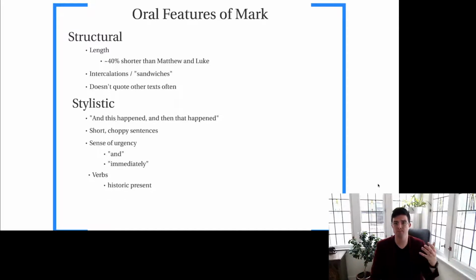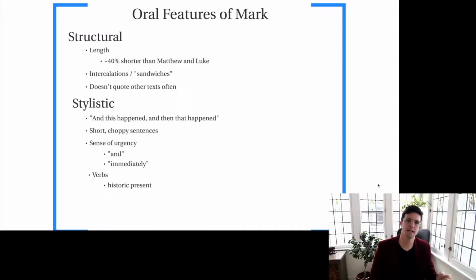We also tell our stories quickly, so Mark's use of the word "immediately" that we talked about might be a reflection of this. Mark also uses a lot of historic present verbs, so you might see this reflected in your translation. You might not.